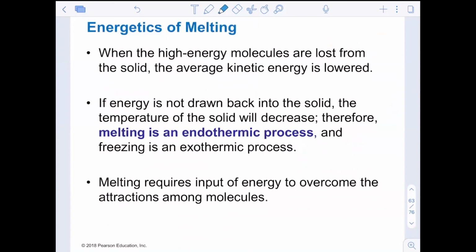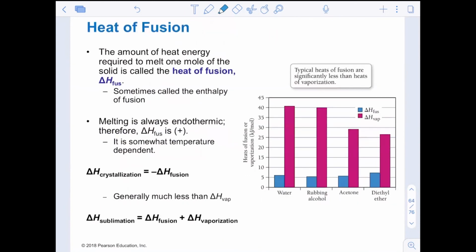When high energy molecules are lost from the solid, again, the average kinetic energy is lowered, which is why melting is an endothermic process. And especially in this setup with heating curves, we are an open system, so we are trying to add energy in order to melt, okay? Melting requires the input of energy to overcome the attractions among molecules. We're not eliminating all of the intermolecular forces, but we are looking at the ability of the molecules to spread out. Heat of fusion, sometimes called the enthalpy of fusion, delta H fus or fuse.